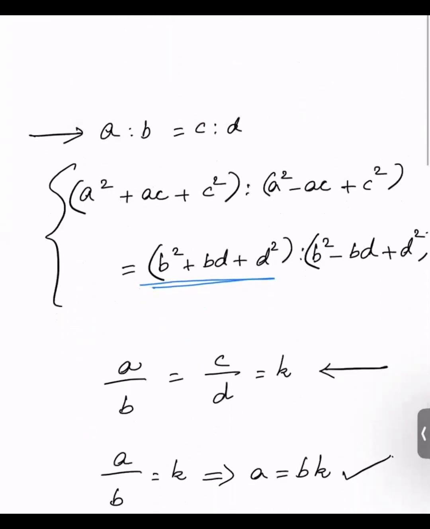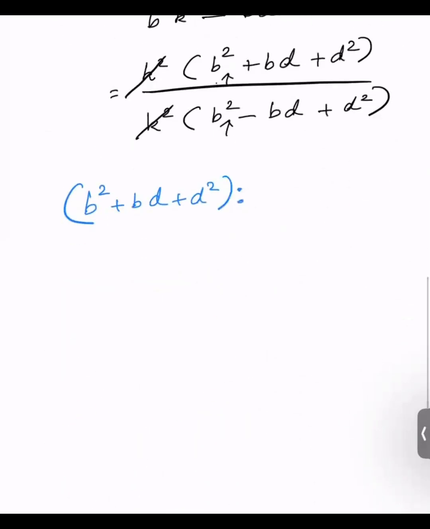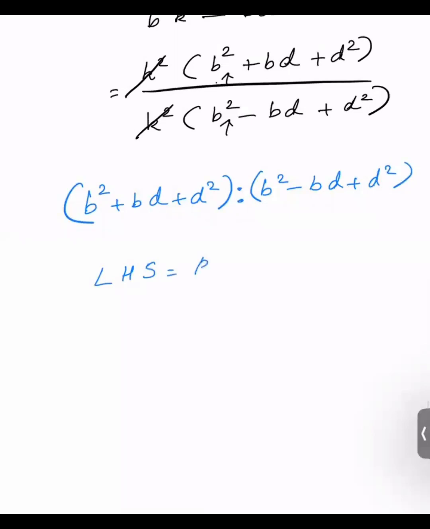Let's go back to the question. B square minus BD plus D square. So that's the question. So I got it. B square minus BD plus D square. So this LHS is equal to RHS. Hence proved.